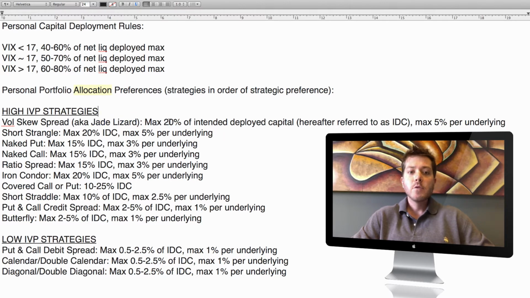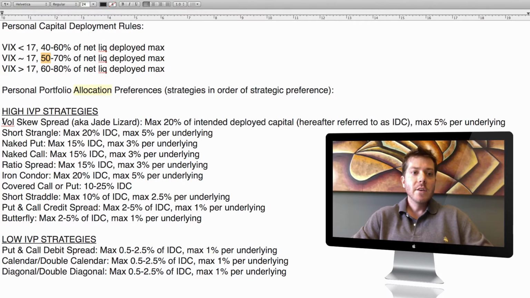So in this case, max 20% of intended deployed capital, hereafter referred to as IDC, and then max 5% per underlying. So what do I mean by that? Let's say we're looking at a situation where the VIX is approximately 17, all right? And we've got 50 to 70% of net liquidity deployed max. So let's just say we're deploying 50% of our net liquidity, assuming we have 100 grand, just to keep things simple. 50% of 100,000 is 50,000.